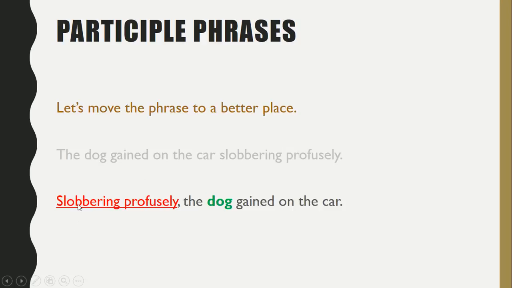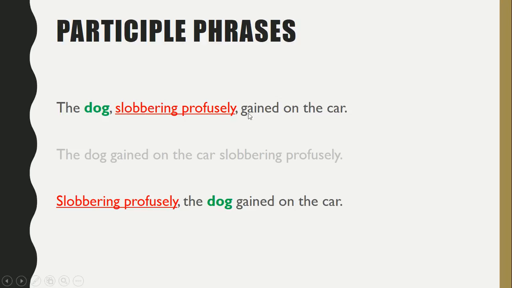Here's an option. Slobbering profusely, the dog gained on the car. We set it off with a comma because it does kind of interrupt the flow of the sentence. It's good writing, but we do need to put a comma there. We have another option though. We can put it after the dog. The dog, slobbering profusely, gained on the car. That works too. So we have options, but it does have to go right after the dog. Adjectives are stuck next to their nouns in a lot of cases.